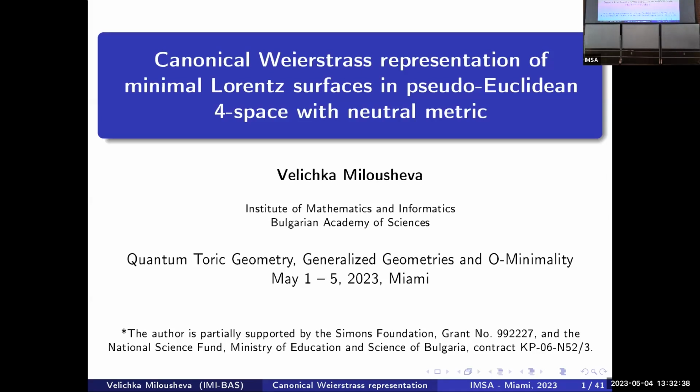So my talk is divided into two parts. In the first part, I will speak about the minimal Lorentz surfaces in pseudo-Euclidean four-space with neutral metric and how we can describe this class of surfaces in terms of invariant functions and a system of partial differential equations. And in the second part, I will speak about the Weierstrass representations, which allow us to find the solutions of this system of partial differential equations.